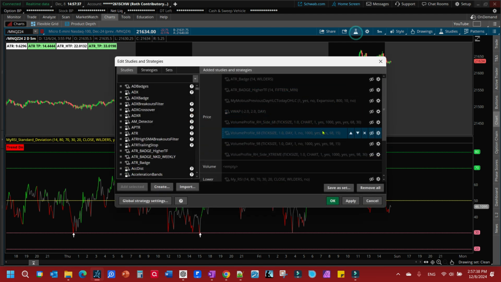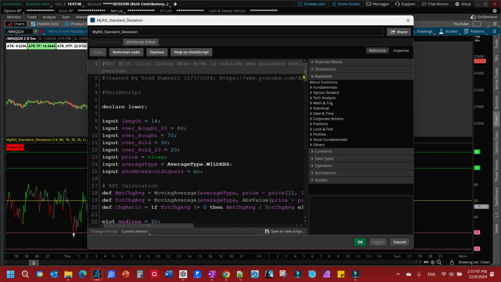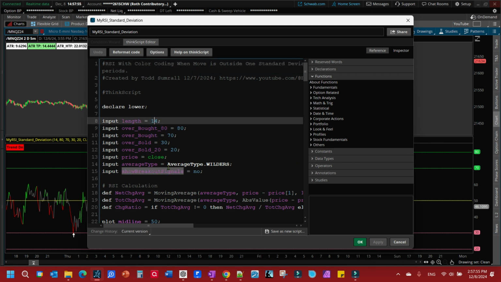Let's go back to the code. Let's see, where is it? Where is that code? Some key components. Here we have, of course, the length. That's your default normal length for the RSI. And you have overbought 80, that's your extreme. Overbought, that's your normal, the 70, the normal RSI. Oversold, normal, is 30. And oversold 20 is the extreme.